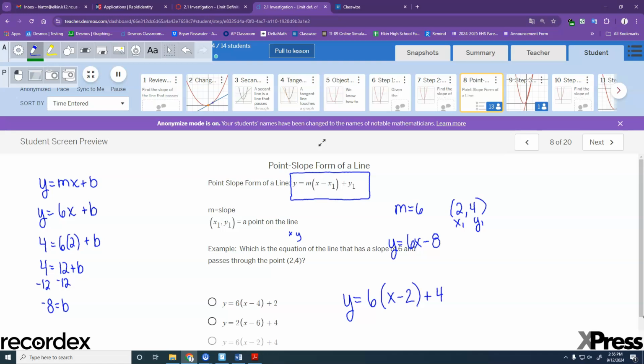And the AP exam does not require you to simplify anything, so you can leave it like that. So basically you don't have to do any math. You're just plugging the stuff in, right? Now if I did simplify it, I would distribute. That'd give me a negative 12. I would add the 4. I'd get minus 8. It'd be the same as what I had. But this would be how we use that point slope form of a line.